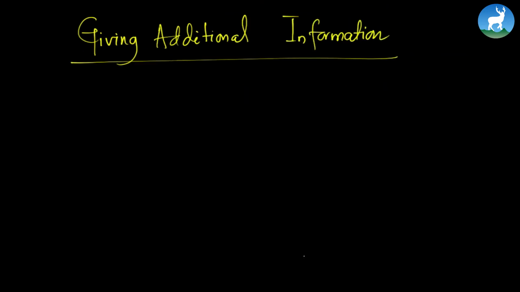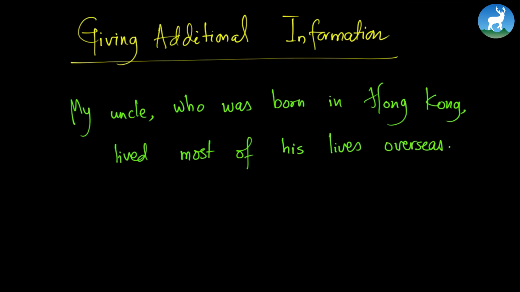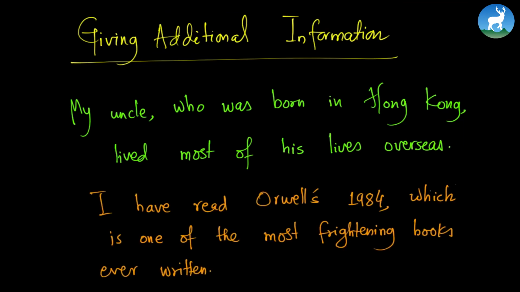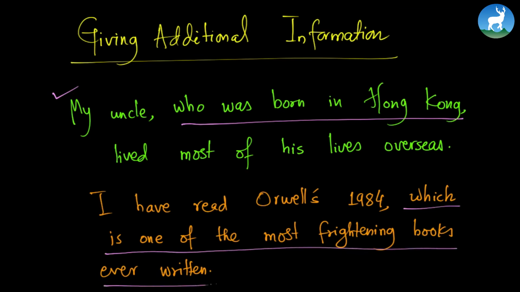Relative clauses are used to give some extra information. And how is that done? We use who, whom, whose, and which, but not that in relative clauses to tell us more about a person or thing. So let's write some examples. My uncle. So this is the sentence. Let's write another sentence. Alright, now let us study these two sentences. The first one is my uncle who was born in Hong Kong lived most of his life overseas. Now who was born in Hong Kong is the relative clause. I have read Orwell's 1984, which is one of the most frightening books ever written. So, which is one of the most frightening books ever written is the relative clause.